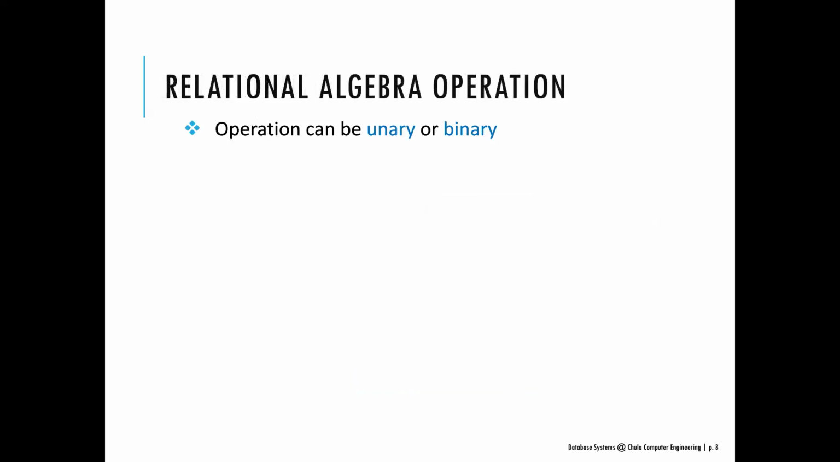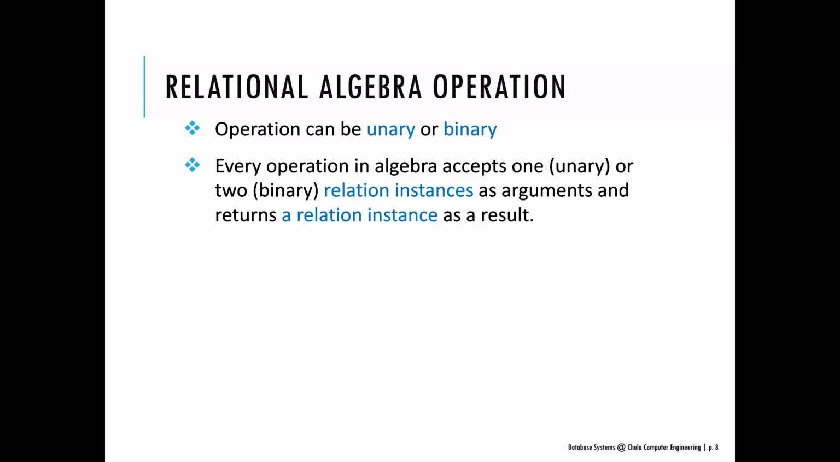Okay, so the relational algebra operations can actually be unary or binary, and you can tell by the name that unary is one, right? And binary is two. So basically, if you operate on just one relation, it's called unary. If you operate on two relation instances together, it is binary. And it doesn't matter if you do unary or binary operations, the result from the operation will always be one relation instance. Just one relation instance.